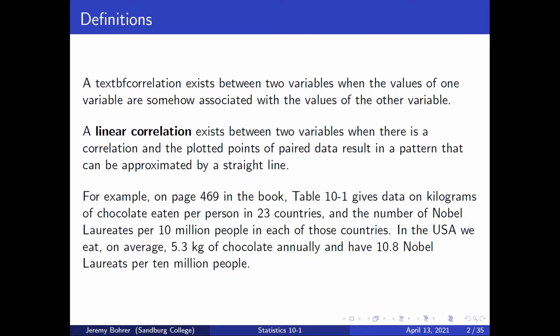For example, on page 469 in the book, Table 10-1 gives data on kilograms of chocolate eaten per person in 23 countries and the number of Nobel laureates per 10 million people in each of those countries. In the USA, we eat, on average, 5.3 kilograms of chocolate annually and have 10.8 Nobel laureates per 10 million people.